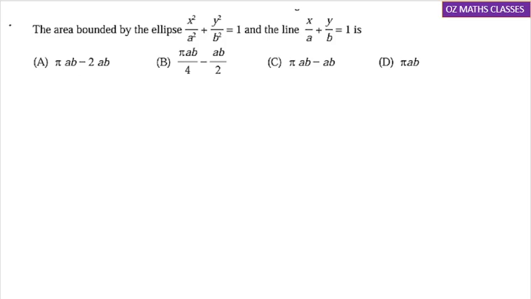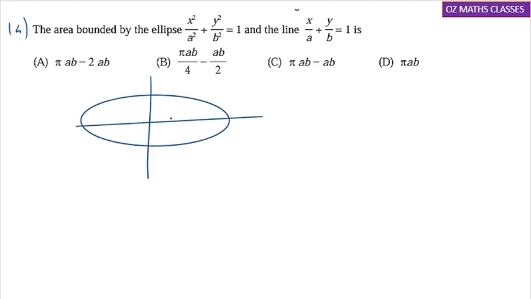Next, question number 14. Find the area bounded by the ellipse and the line. If you draw the rough sketch, here A and B, and this line will be x plus y equal to A. We have to find the area bounded in this region, from 0 to A.